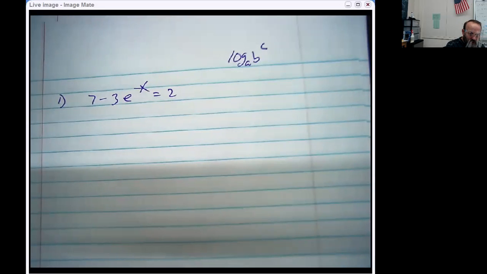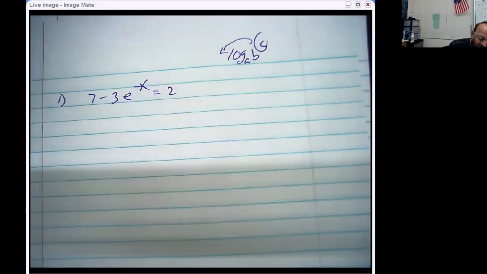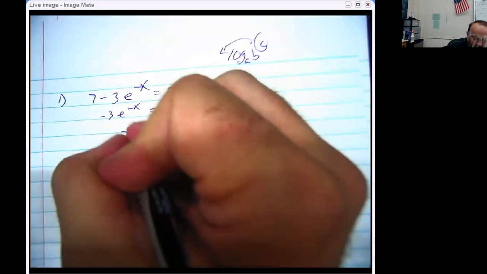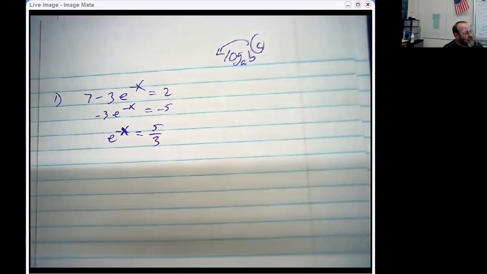They jump in front, don't they? The fact that those jump in front becomes very, very helpful. So if you have something of this nature, the first thing I would encourage you guys to do is isolate the exponential piece. That's the same thing we've done before when we had absolute values or square roots or anything else. We always isolated that funky thing.